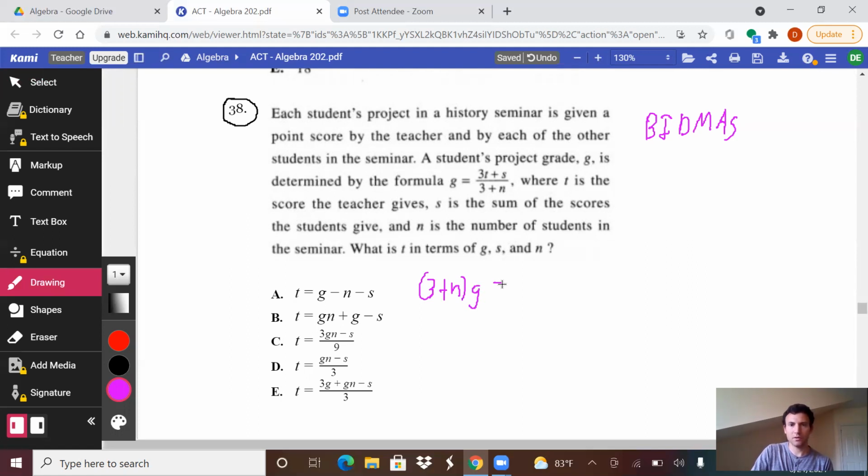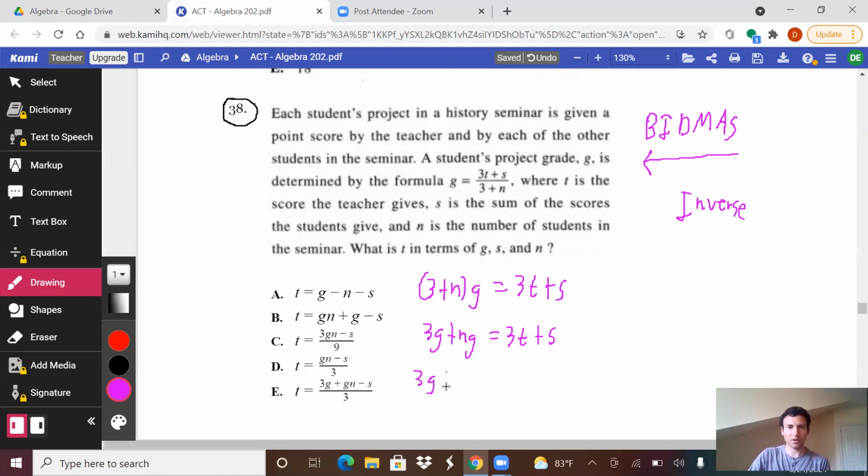3 plus n times g equals 3t plus s. Okay, so we end up with 3g plus ng equals 3t plus s. It feels kind of weird because it's just a bunch of variables, but all we're doing is moving things away from t. The next thing we have to move away from t is the addition, and we'll do the inverse of what we would do with BIDMAS. So normally we would add s, but we're going to subtract s. So now what we have is 3g plus ng minus s equals 3t.